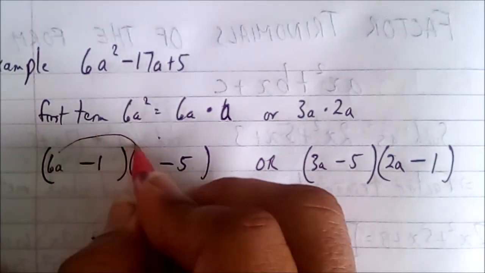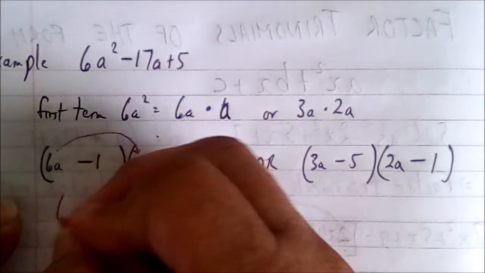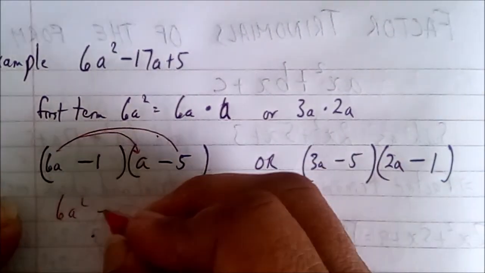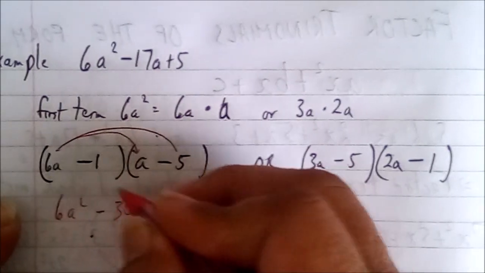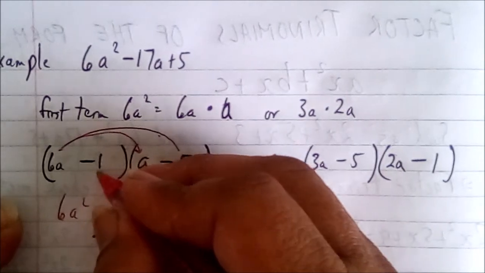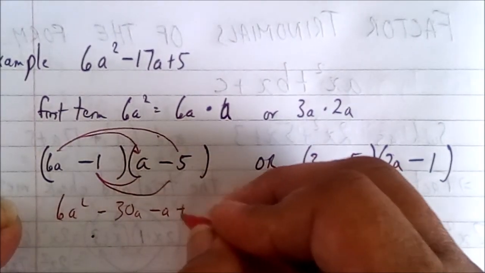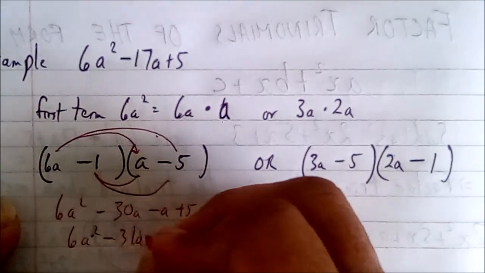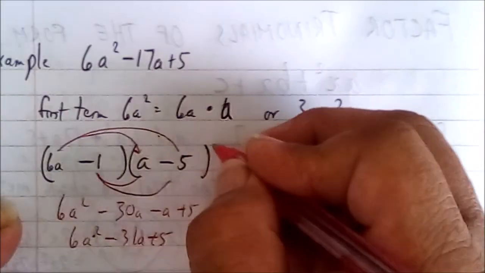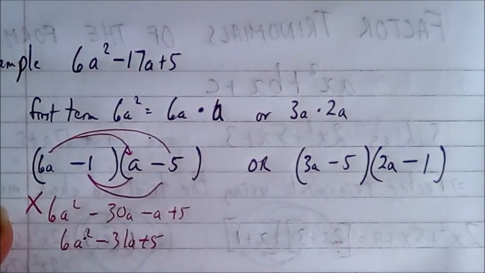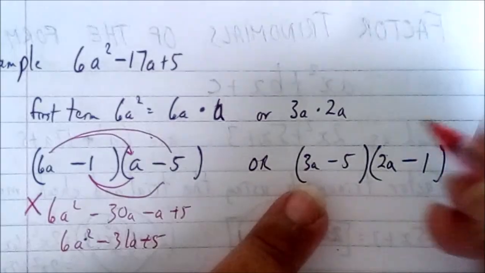6a times a will give me 6a squared. 6a times -5 will give me -30a. -1 times a, -a. -1 times -5 will give me +5. This gives me 6a squared minus 31a plus 5. So this is not the correct combination. That won't work.